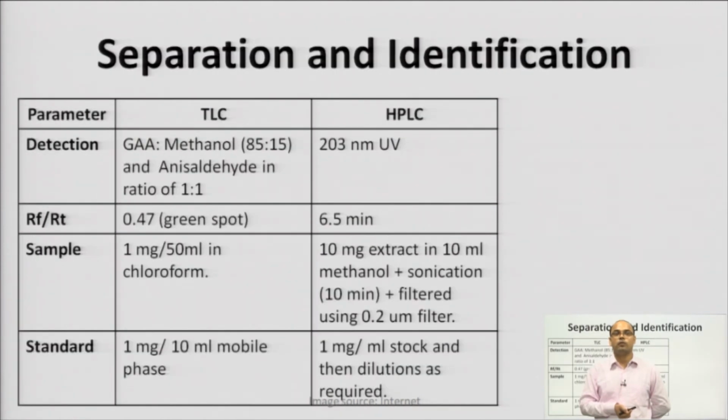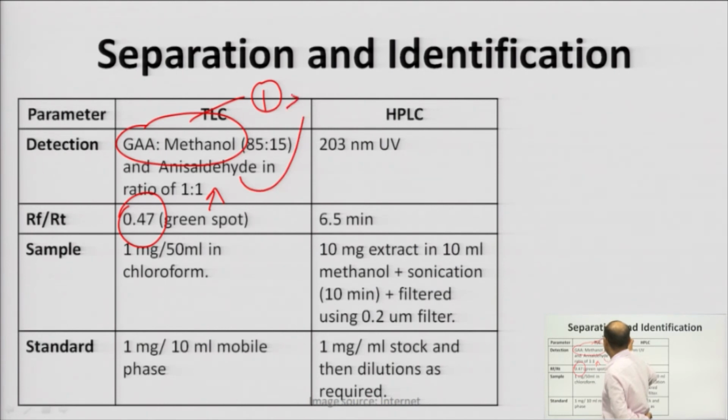Under these conditions of your mobile phase and your stationary phase, you can get the RF retention factor value for Diosgenin in the form of a green spot at an RF value of 0.47, and this green spot is due to derivatization of the plate using glacial acetic acid and methanol in a combination of 85:15 and anisaldehyde in a ratio of 1:1. This means this solvent 1 part and this anisaldehyde 1 part together will form the derivatizing reagent, and this reagent is sprayed on your TLC plate, and after spraying you can observe the green spot of Diosgenin at an RF value of 0.47.